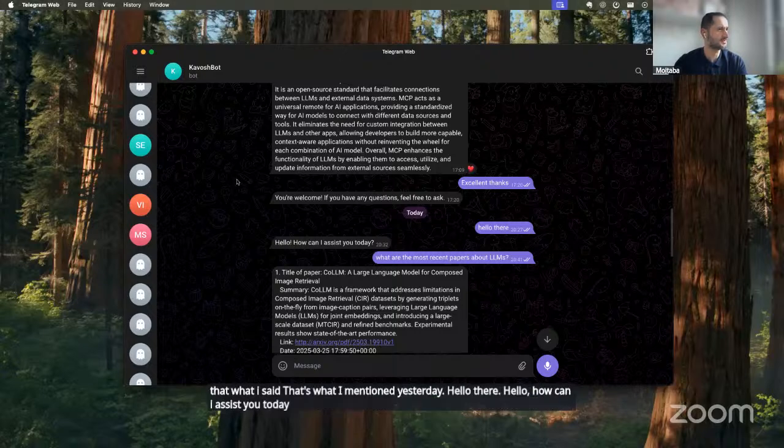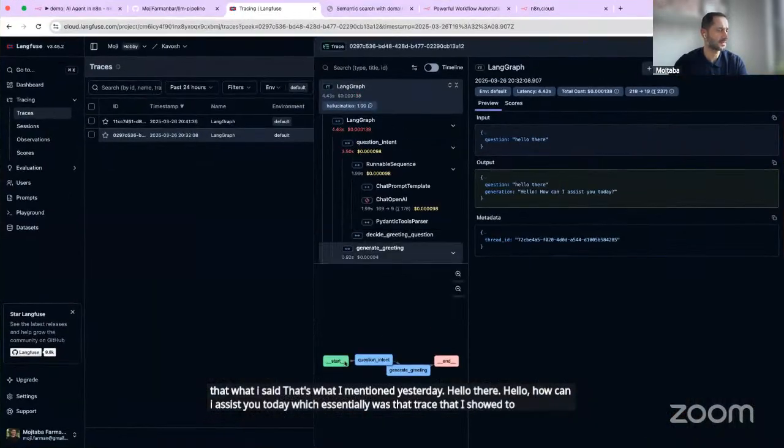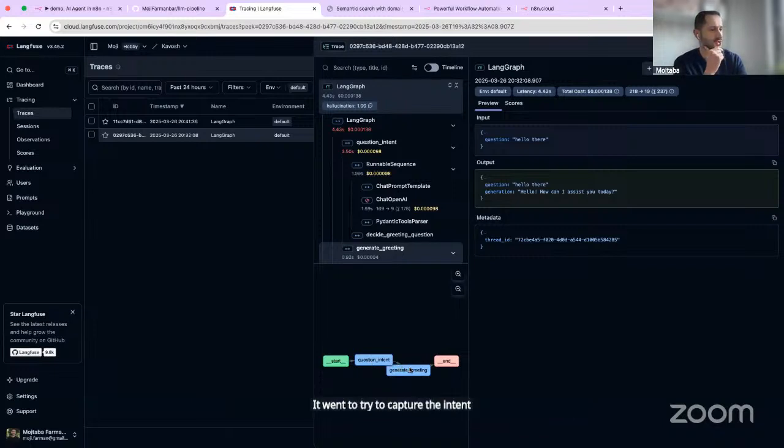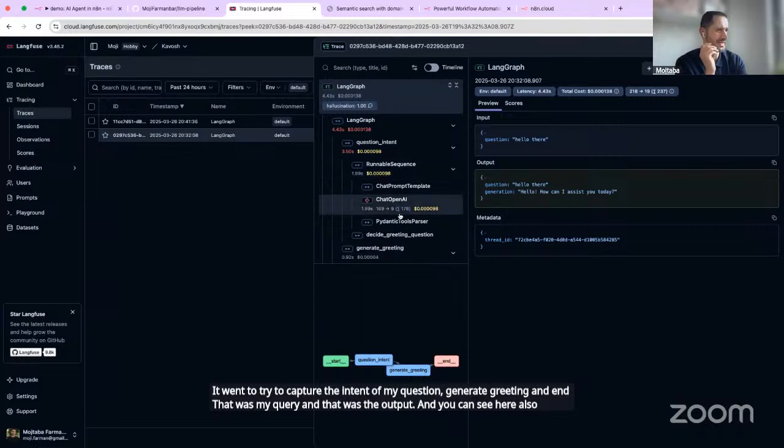Which essentially was the trace that I showed you, right? This one. It went to capture the intent of my question, generate greeting and end. That was my query, and that was the output. And you can also see here the cost and the latency. That's how I monitor my agent.